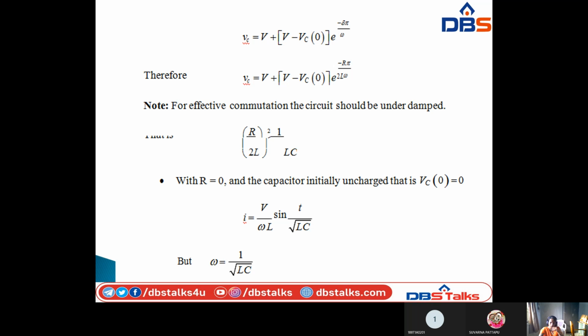So for effective commutation, the circuit should be underdamped. The underdamped condition means R by 2L is less than 1 by root LC. So with R equal to 0 and the capacitor initially uncharged, that is Vc0 equal to 0, then I equals V by omega L sin omega t. We already know that omega means 1 by root LC.